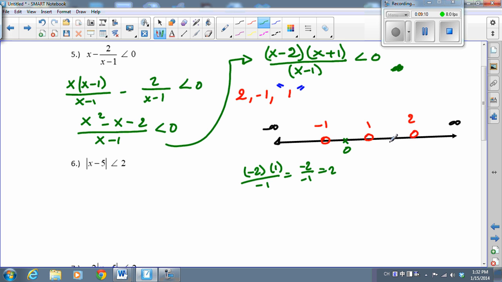From negative 1 to 1 is not a good solution, so I will scratch it. Now, if this is not a good solution, it means the next one, the following one, is not, and the first one is. So your solution is from negative infinity to negative 1 with a parenthesis, union, and another parenthesis, 1 till 2 with another parenthesis. Test point will always work for you.